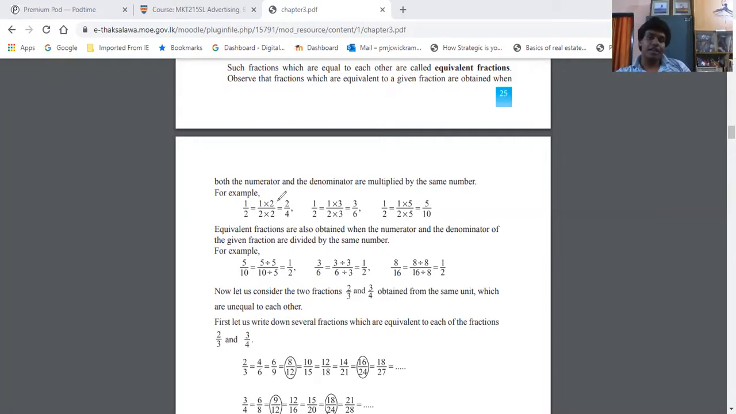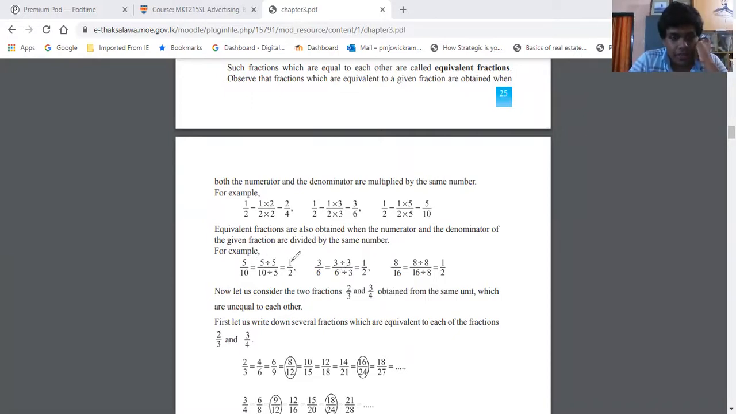Since it can be divided by 2, that means it can be multiplied by 2. If you divide, you will get half. So if you multiply half by 2, both the numerator and the denominator, you will get 2/4. That's what they're saying. Equivalent fractions are also obtained when the numerator and the denominator of the given fraction are divided by the same number.